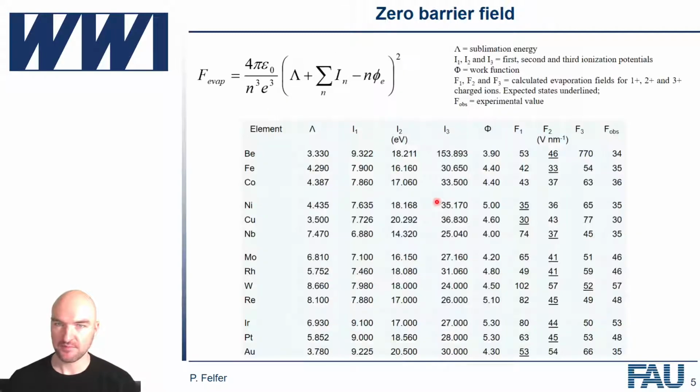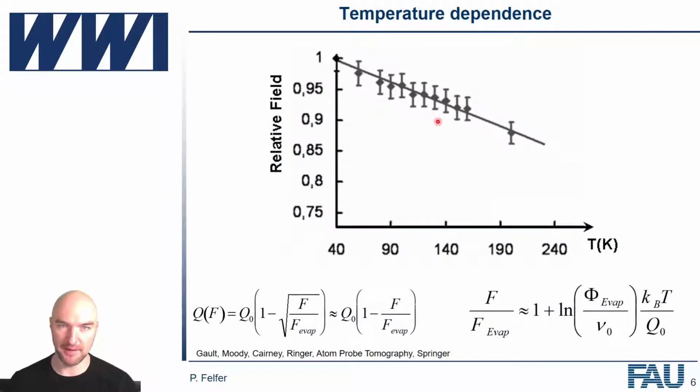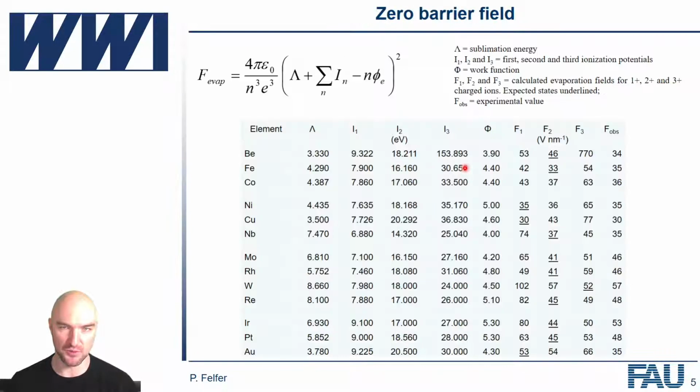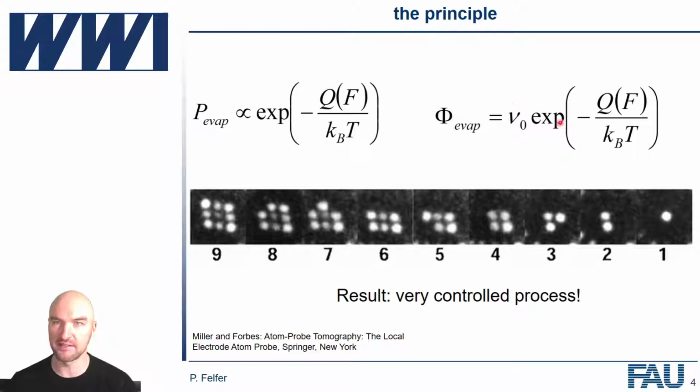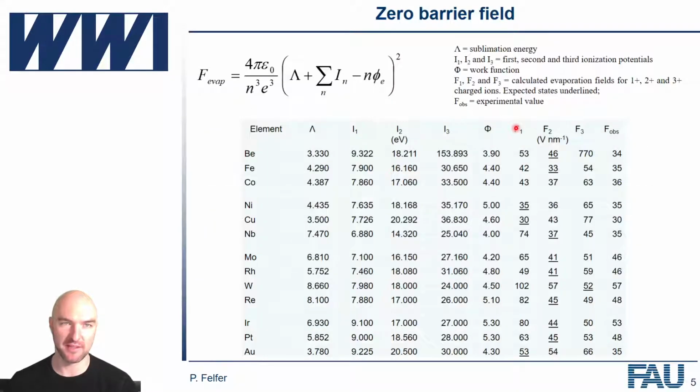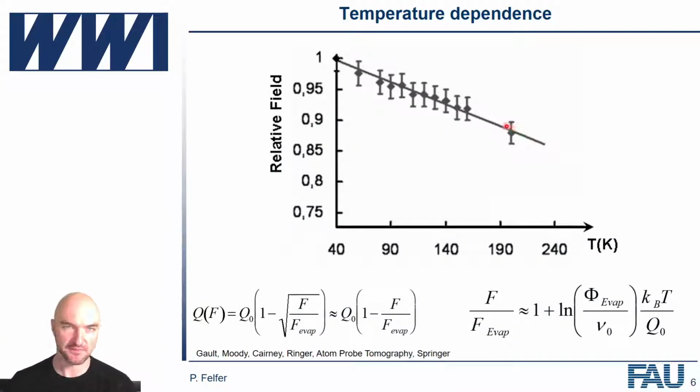Okay, so this was just the field dependence, but obviously we have a temperature dependence as well, because the flux here is temperature dependent, and this near zero is also temperature dependent. So the higher the field, the more atoms come off, but also the higher the temperature, more atoms come off. And this is displayed here. You can see the relative field I need for field evaporation over temperature. I believe that was tungsten. To go back into the book, I believe that was tungsten.